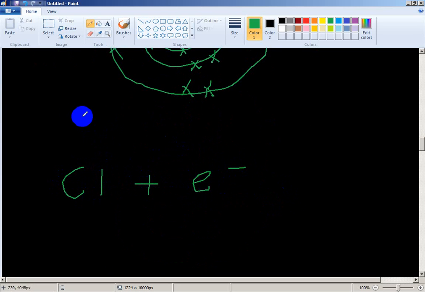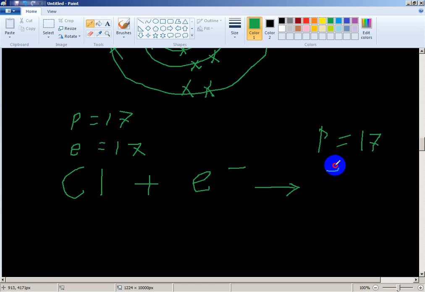Chlorine's proton number is 17 because its atomic number is 17. In a neutral atom, proton and electron numbers are the same, so the electron number is 17. When it gains 1 electron, the proton number remains the same, 17, and the electron number becomes 18. So negative is more, so it will be a negative ion. How much more negative? 1 more, so a 1 negative ion. So the chloride ion is formed.